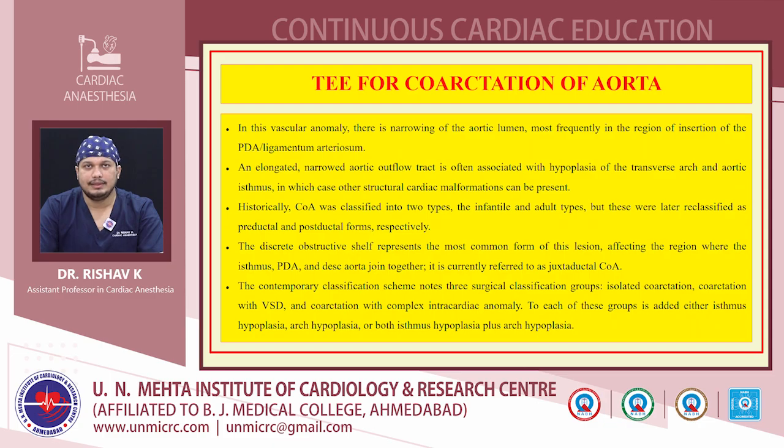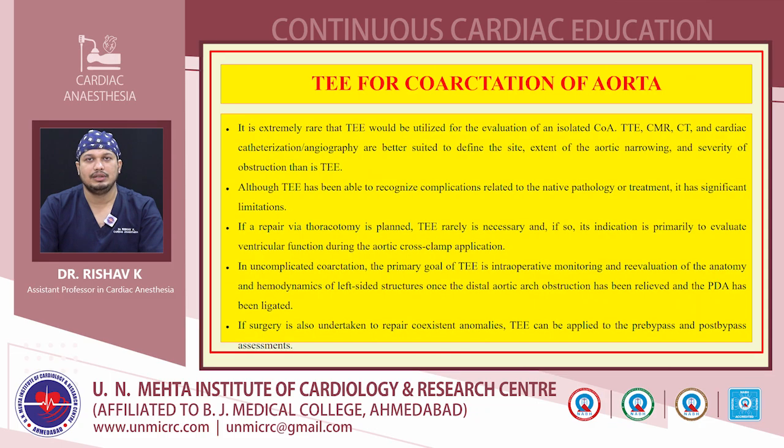Historically, coarctation was classified into two types, the infantile and the adult types, but these were later classified as preductal and postductal forms respectively. The discrete obstructive shelf represents the most common form of this lesion, affecting the region where the isthmus, PDA and descending aorta join together, and is currently commonly referred to as juxtaductal coarctation of the aorta. The contemporary surgical classification scheme has three different groups, that is isolated coarctation, coarctation with VSD and coarctation with complex intracardiac anomaly. To each of these groups is added either isthmus hypoplasia, arch hypoplasia or both isthmus hypoplasia plus arch hypoplasia.